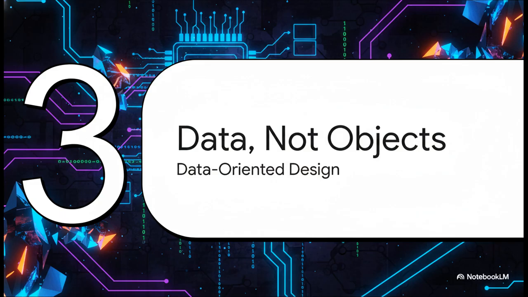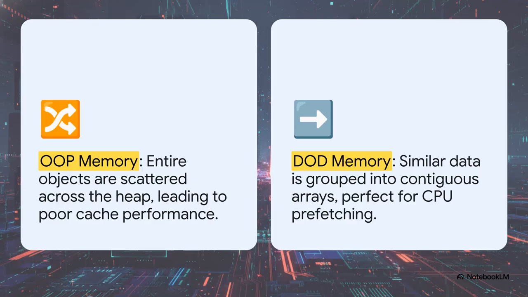Now for principle number 2, which gets right to the heart of that performance problem we talked about, data-oriented design. This is all about completely rethinking how we organize memory to work with the hardware instead of fighting against it. This shows the difference perfectly. On the left, OOP scatters whole objects all over memory. But look at the right. Data-oriented design groups similar data together. So all the positions are in one continuous block and all the velocities are in another. This clean, organized layout is exactly what a modern CPU is built for.